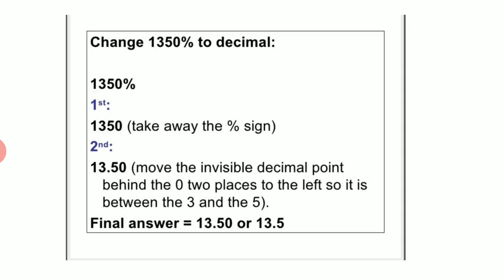Suppose we want to take yet another number, which is a 4-digit number, 1350%, and we want to convert it into decimal. The first step remains the same: take away the percentage sign, 1350. In the second step we move the invisible decimal point behind the 0 two places to the left. It will lie between 3 and 5. So the final answer is 13.50, but since a 0 after the decimal has no value, it becomes 13.5.